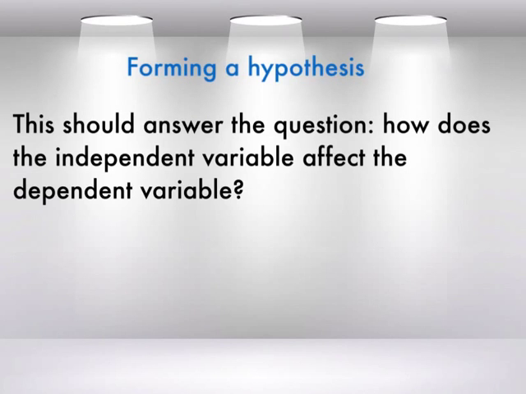After the problem has been identified and you've identified the independent and dependent variables, the next thing a scientist would do would be to form a hypothesis. Now, the hypothesis should answer the question, how does the independent variable affect the dependent variable? So for our hypothesis, we might say something like, the scarier the tone of Mr. Monahan's voice, the more terror will be inflicted upon his AP biology students.